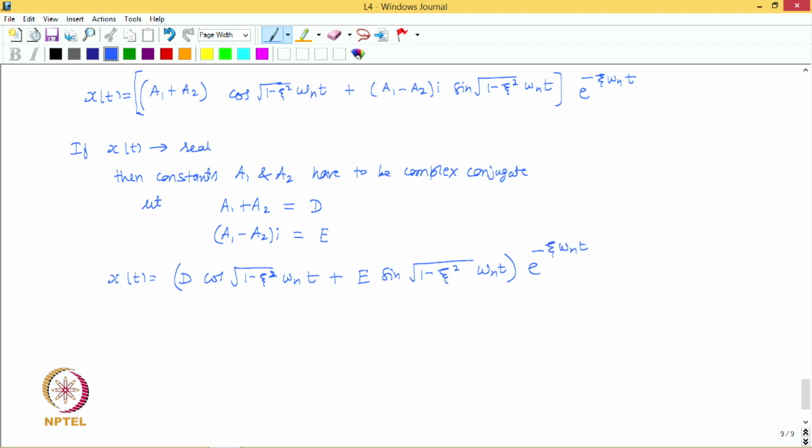Then, using trigonometry, we can also combine these cos and sine terms, since they have the same argument. We can combine these two quantities using trigonometry and rewrite this equation in the form A cos of square root of 1 minus zeta square omega n t minus phi, and let me add e to the power minus zeta omega n t in the beginning.